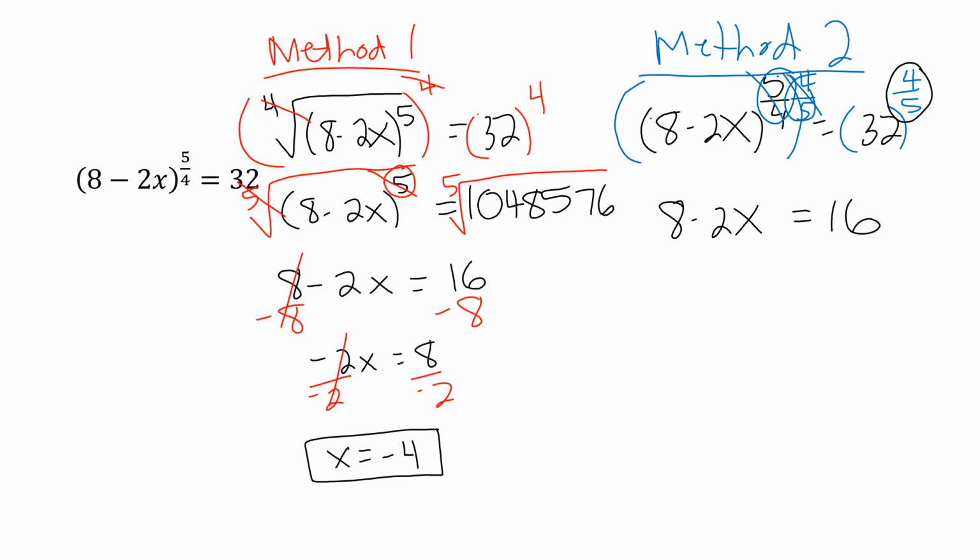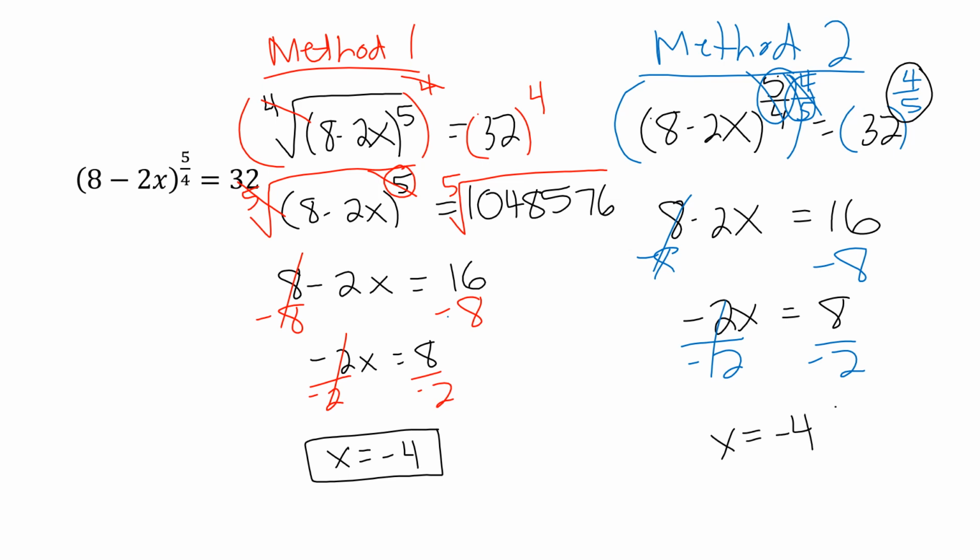So now from here, you can easily go through and get x by itself. All we have to do would be subtract 8 on both sides. That gives us -2x equals 8. And last, we divide by -2 on both sides. So our final answer, x equals -4. You can use either one of these methods in order to solve for x. You get the same answer either way.